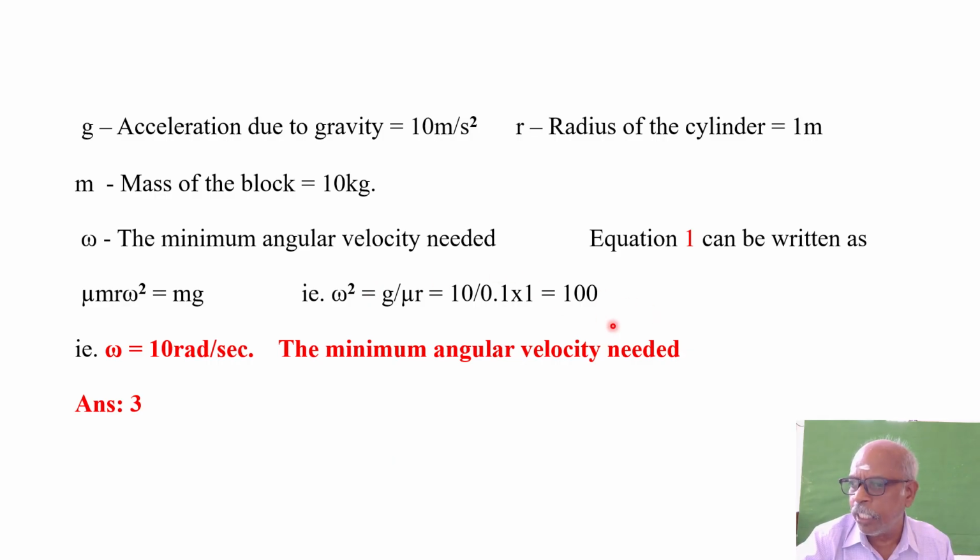Then what is omega, sir? Square root of 100, which is 10. So omega is equal to 10 radian per second. This is the minimum angular velocity needed to keep the block stationary. So option 3 is the right answer for this question.